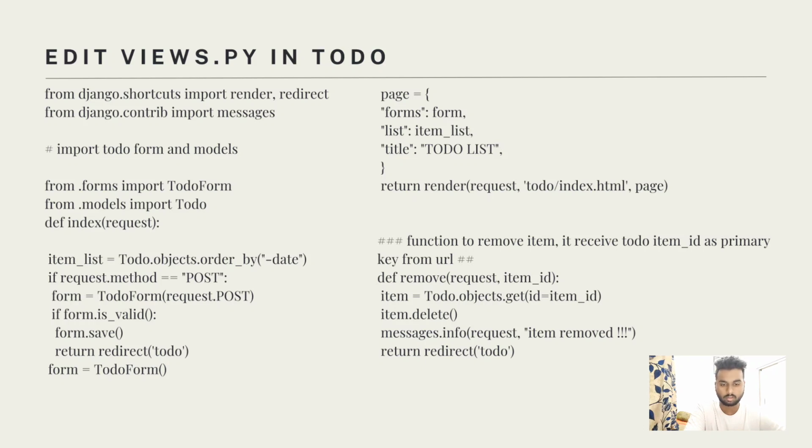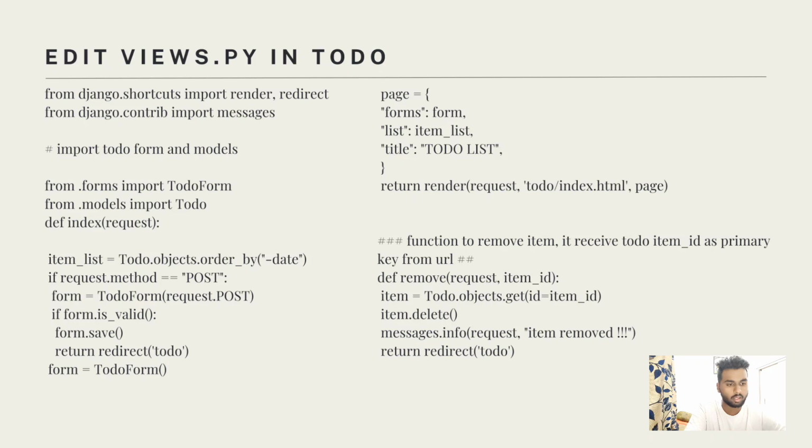If request.method is equal to POST, then form is equal to TodoForm(request.POST). It will be posting and submitting the form. If form.is_valid, then the form will be saved or returned to the todo. The form is equal to TodoForm. We will be calling that function, and the page is equal to form is the form, and list is the item list, and title is nothing but the Todo list. Now we'll be returning render request. The template is todo/index.html, and the page is the context.